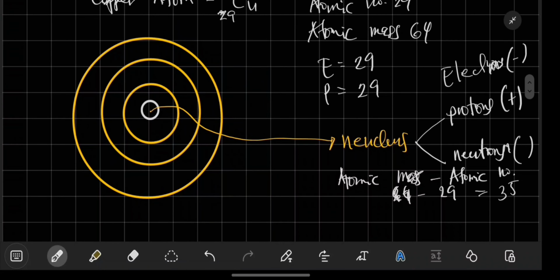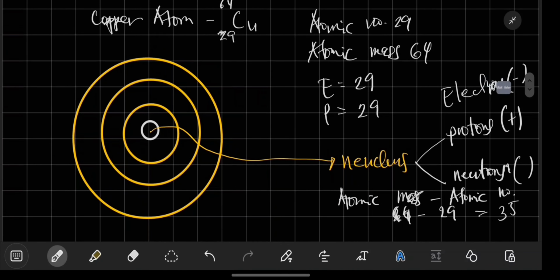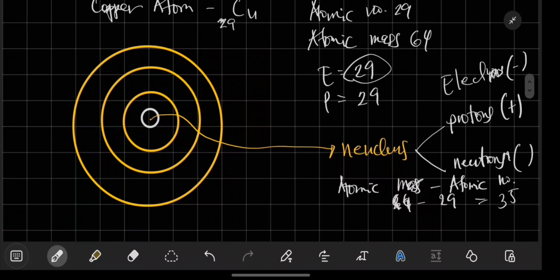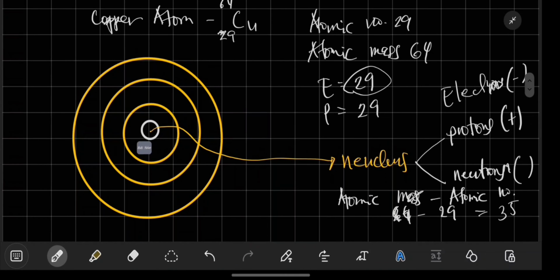Anyway, the most important thing here is the number of electrons. Okay. So, since the number of electrons is 29, and this has a charge of negative, yun yung ilalagay natin sa mga orbits, yung electrons. Okay? This is the proper structure of the atom. The question is, how many electrons are there in each orbit?